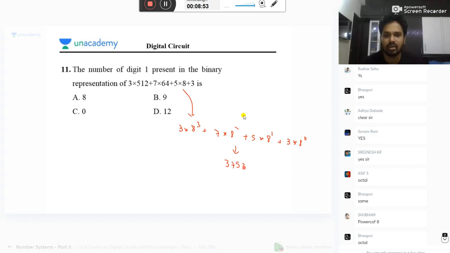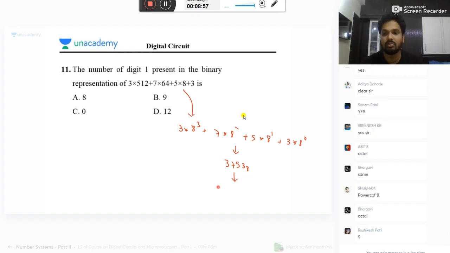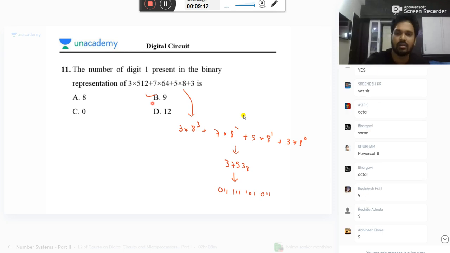3753 in the octal. What is the binary conversion? Each digit should be written as its 3-bit equivalent here. 3 is 011, 7 is 111, 5 is 101, 3 is 011. Okay. Is it okay? Fine.